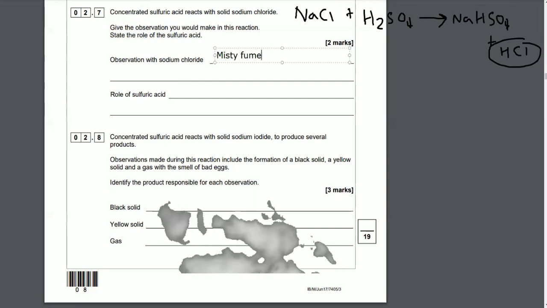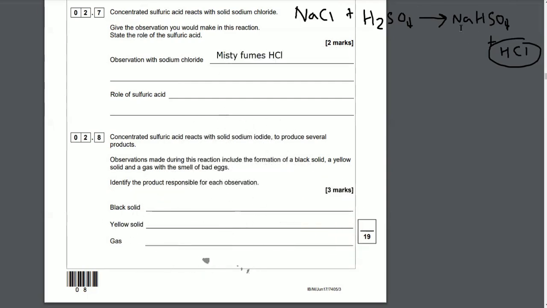Now the observation is going to be misty fumes, and the misty fumes is the hydrogen chloride gas. It's not actually an acid unless it's dissolved in water. Now, what is the role of sulfuric acid? Well, if you check the oxidation states, none of them change, so it's definitely not redox because chloride ions aren't a good enough reducing agent. So it's not redox.